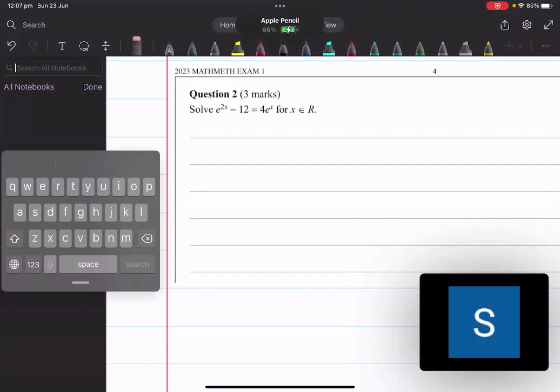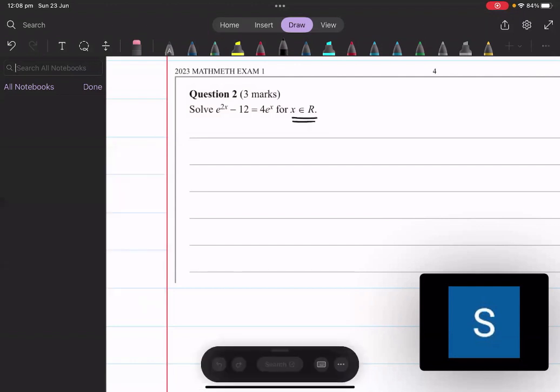And today I would like to tackle a VCE Math Methods problem that is very, very common in exams. The particular problem that I want to solve here today is taken from the 2023 exam 1, which is a tech-free exam. And this is question 2 of that paper. So this question asks us to solve e to the power of 2x minus 12 equals 4e to the power of x, for x being a real number.